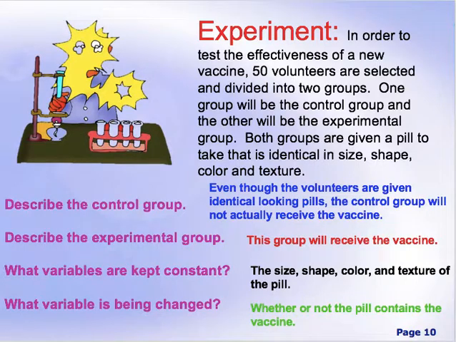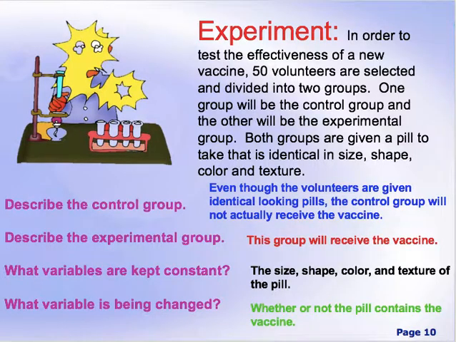The variables that are kept constant are either called constant or control variables. That's the size, shape, color, and texture of the pill. What variable is changed? What am I changing as the experimenter? The scientist. Whatever. Whether or not the pill contains the vaccine.